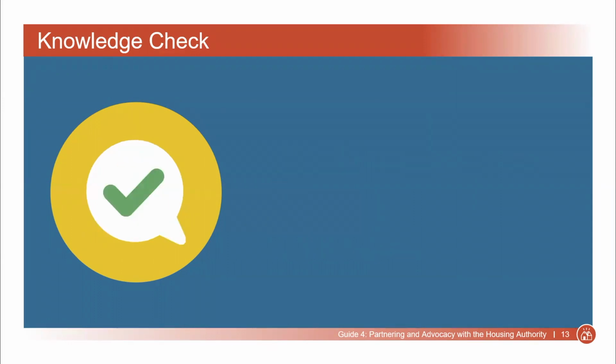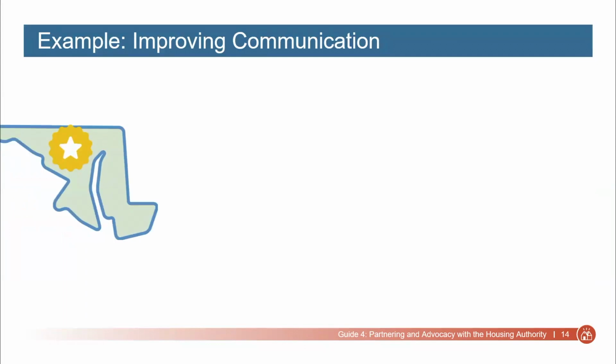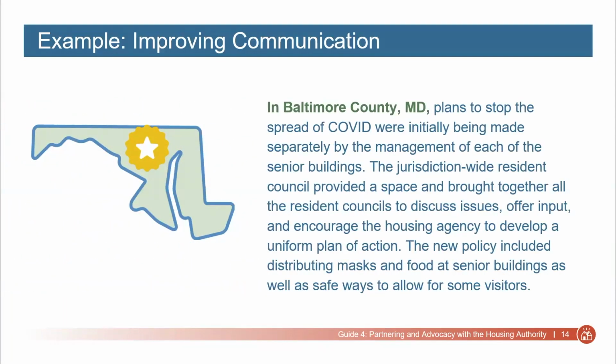The answer is C. Resident councils should work to build a partnership with the housing agency. A strong partnership with good communication can lead to better outcomes, even when there are areas of disagreement. We'll look at some real-life examples of resident council and PHA collaboration. By working together, the resident council and PHA can improve communication.